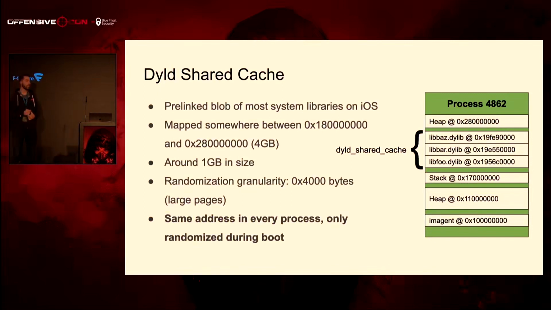The first is it's always mapped in this address region of 4 GB between 0x18 and 0x28 000... The second is the randomization granularity is hex 4000 bytes because of large pages in iOS. But the third is the most interesting one. The shared cache is actually mapped at the same address in every process on the same device. So it's only randomized per boot is what this means. Which means that, for example, if we crash IMAgent, we know that when it respawns the next time, the shared cache is still at the same address.